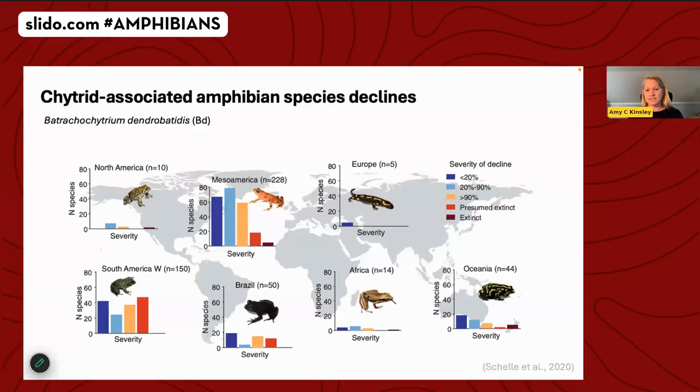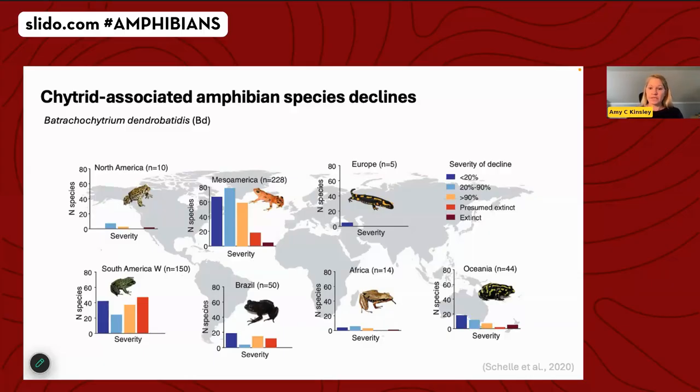Our global analysis suggests that BD has contributed to the decline of at least 501 amphibian species, which is quite a bit. And if you look at the figure here, we can see that these declines have occurred across multiple continents, and those that are most severely impacted are in Central and South America.